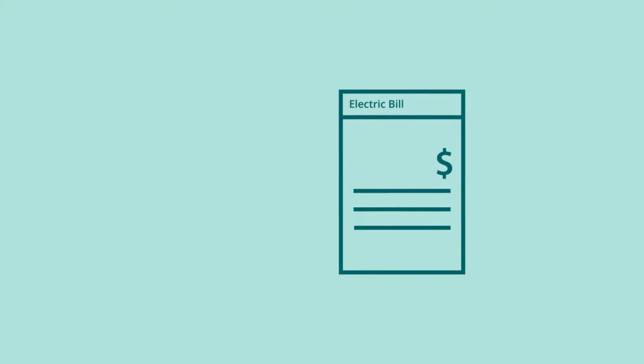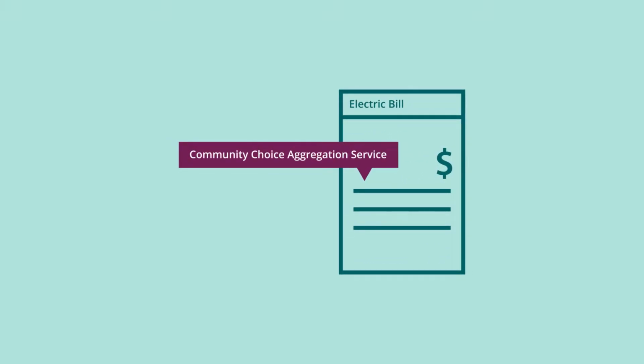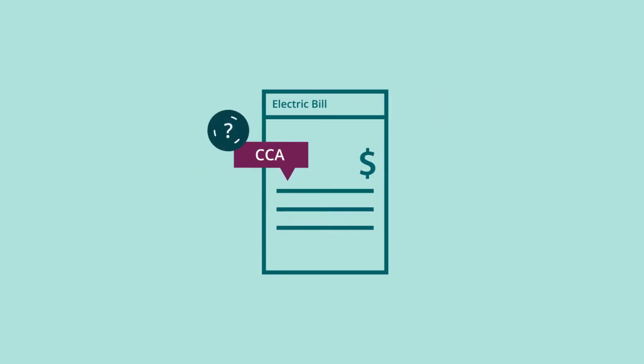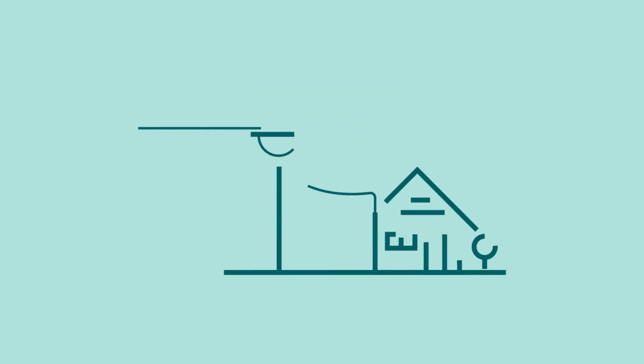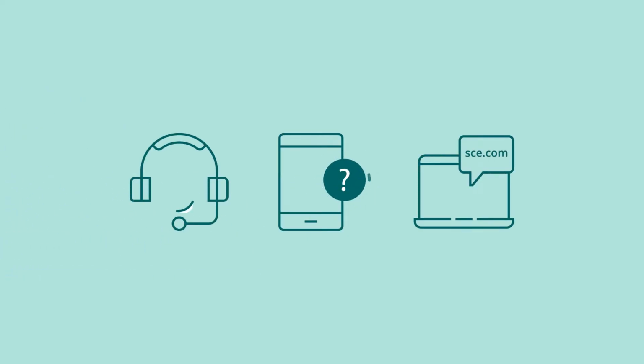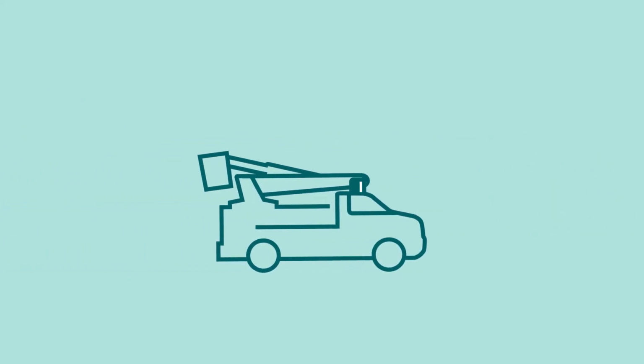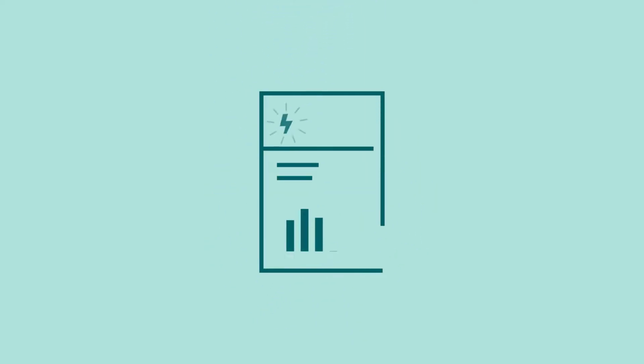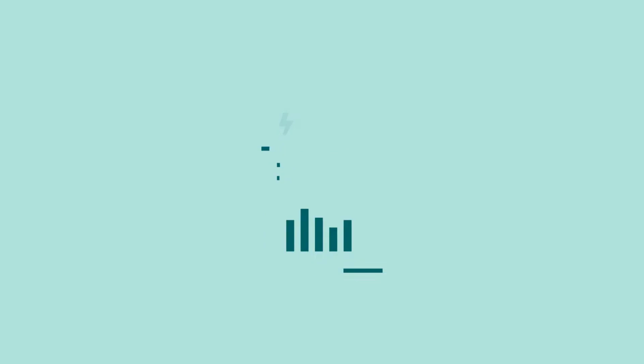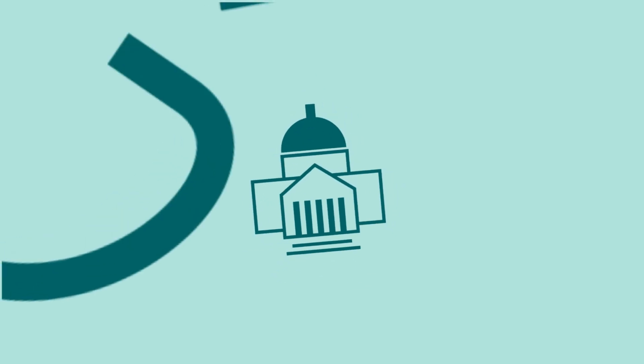So, your electric account is receiving Community Choice Aggregation service, also known as a CCA service. But what does that mean? Here's what it means. Southern California Edison, SCE, is still delivering power to your home. We are still here to provide customer services, such as power restoration, meter reading, and billing.